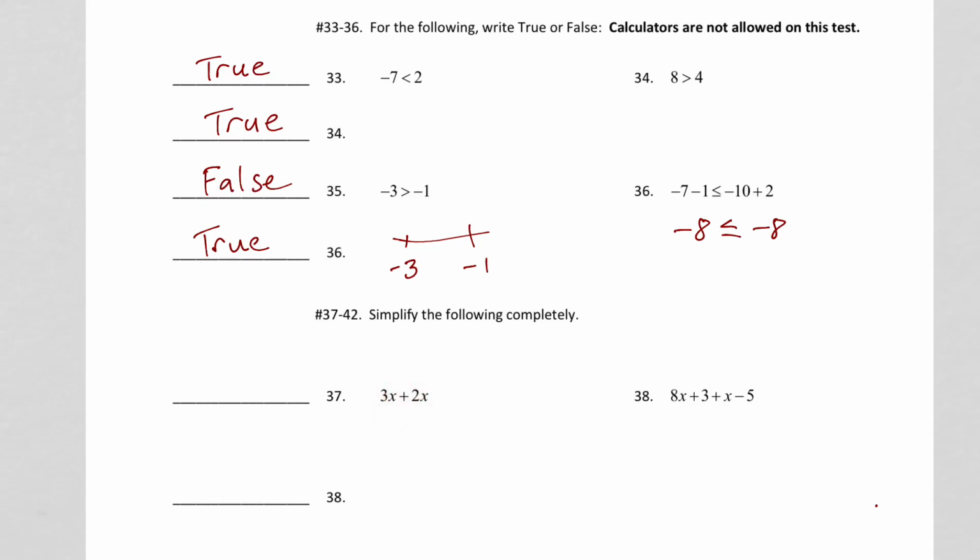These are like terms, so we add up the 3 plus 2 and get 5x. Here I'm going to combine. This and this combine to 9x. And then positive 3 and negative 5, I'm subtracting because the signs don't match, and I get negative 2.